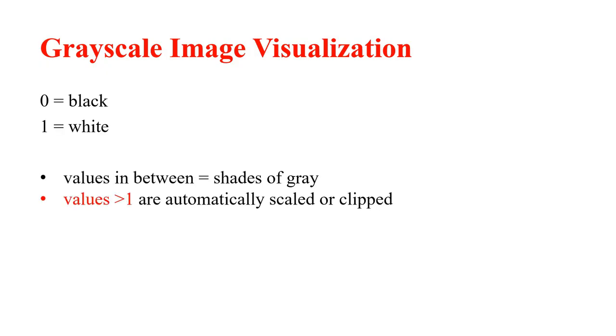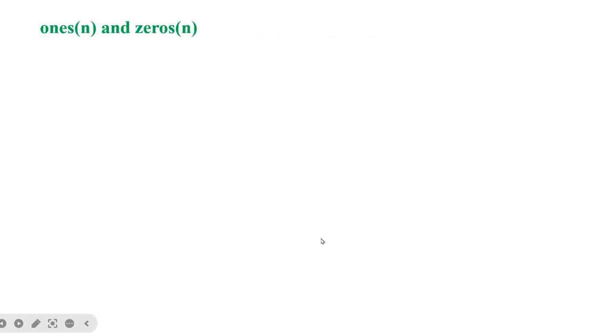Next is grayscale image visualization. Although we are using matrices of zeros and ones, that is binary, Scilab or MATLAB will interpret any matrix as a grayscale image, where 0 is represented as black and 1 is represented as white, and the values in between are nothing but the shades of gray, and the values which are greater than 1 are automatically scaled or clipped off.